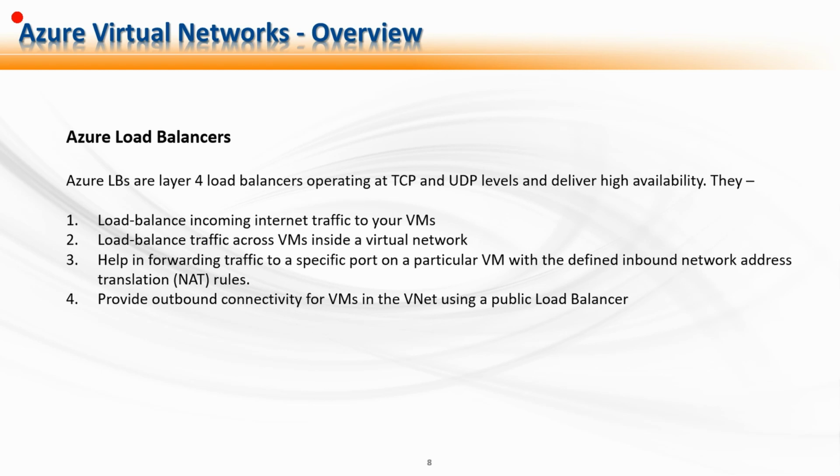They also help in forwarding the traffic to a specific port on a particular VM with defined inbound network address translation rules, which are called NAT rules. And they also provide outbound connectivity to the VMs in the vNet using the public load balancer. As we have already discussed, there are two kinds of load balancers, the external as well as the internal.